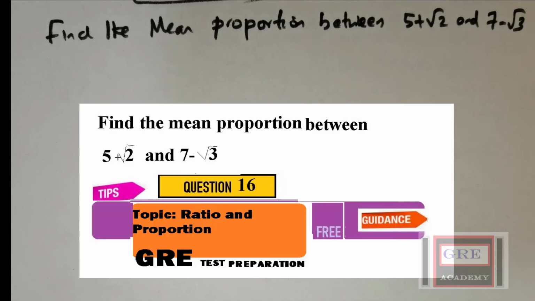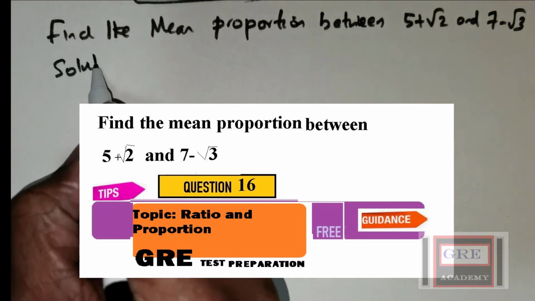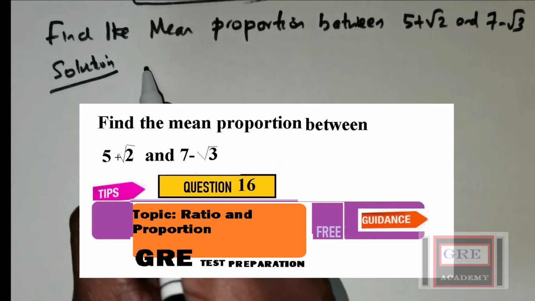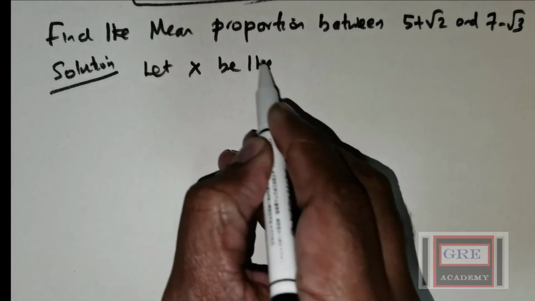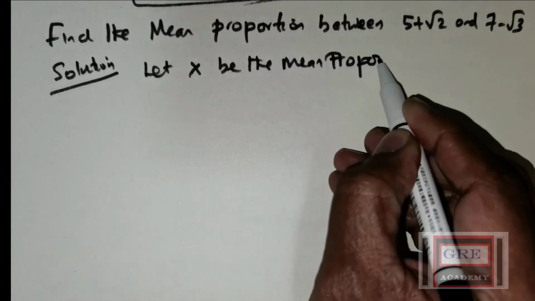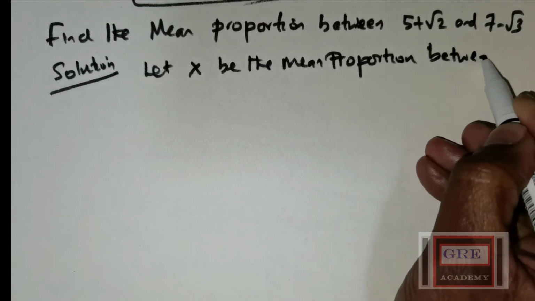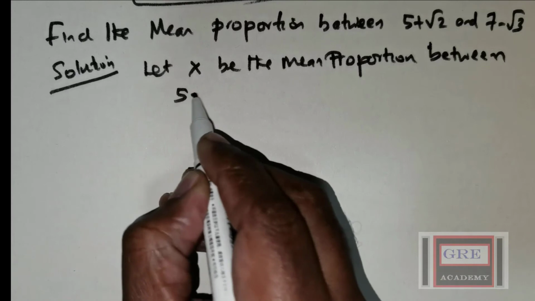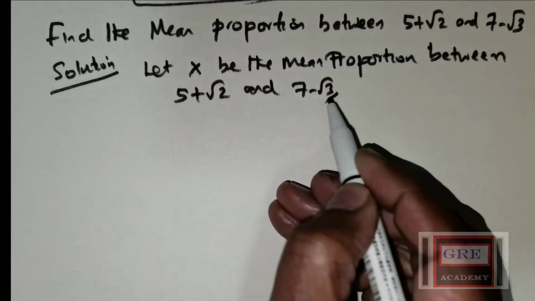Students, we are asked to find the mean proportion between 5+√2 and 7−√3. So the solution for this question is obtained as follows. Let x be the mean proportion between 5+√2 and 7−√3.